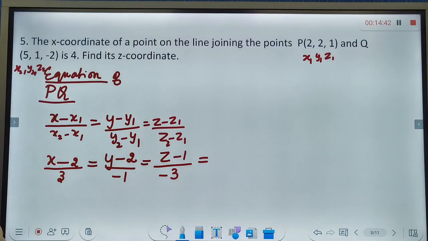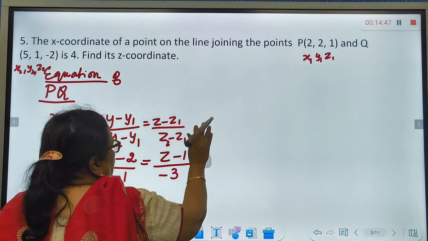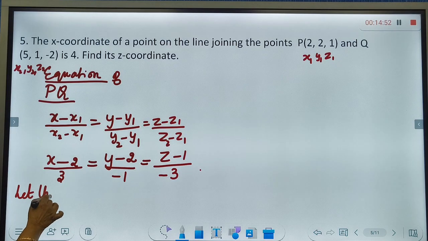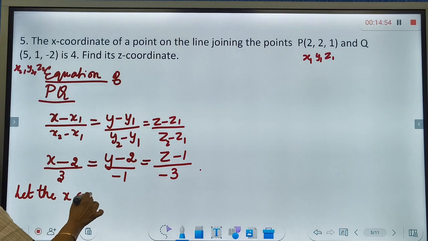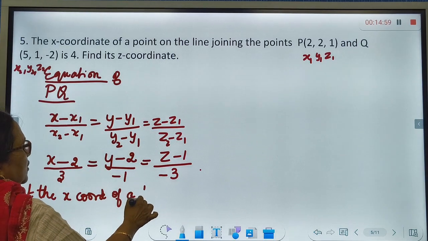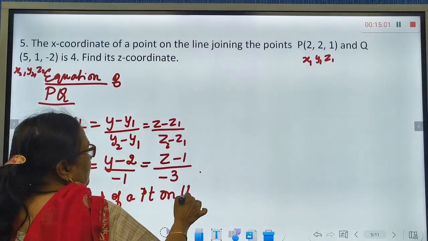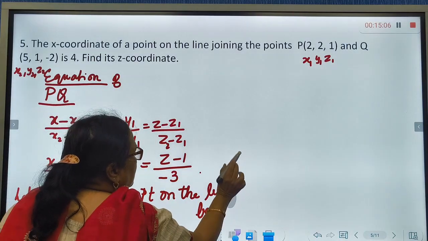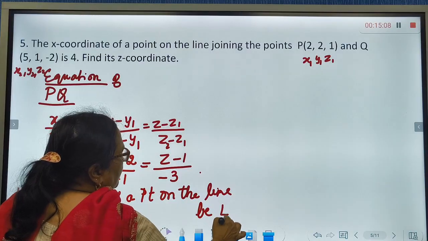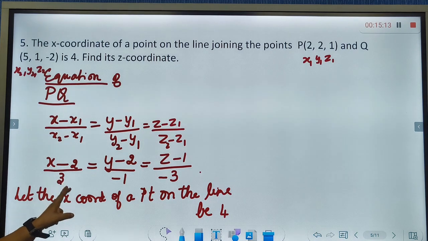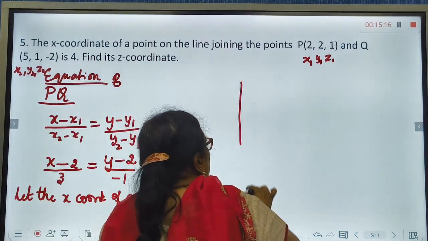So, if this x-coordinate is 4, we want to find what the z-coordinate is. Let the x-coordinate of the point on the line be 4. If the x-coordinate is 4, that means that point satisfies the equation of the line. Then what will I get?